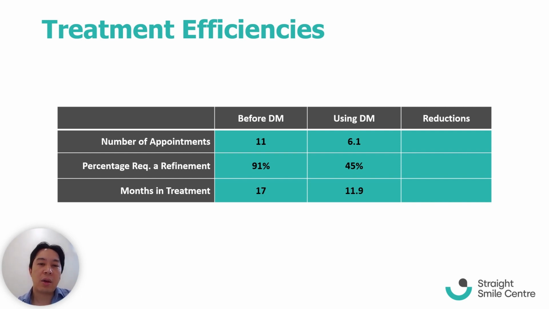And we do have protocols in there to try and encourage them to be really good and really compliant with their aligner wear, so trying to send them a really positive message. And as a result, you can see the number of months in treatment has also dropped quite significantly. So we've dropped almost 5 appointments, almost 50% in terms of refinement rate, and reduced an average of 5 months in treatment.